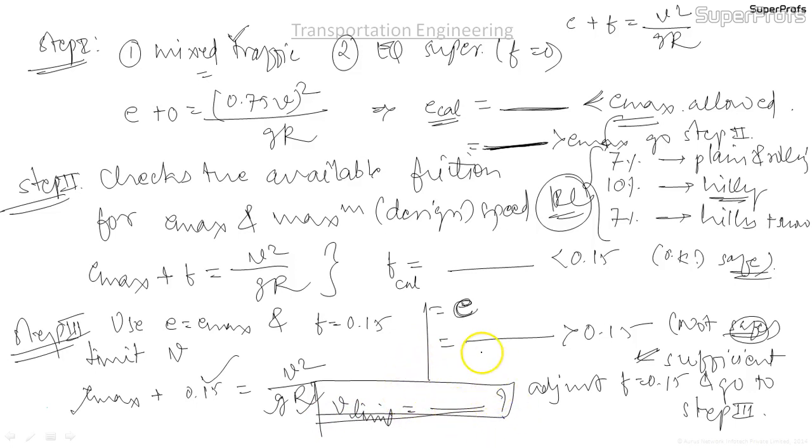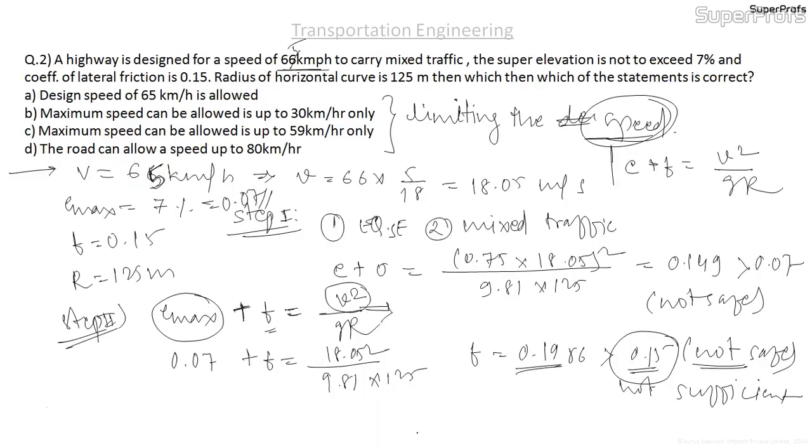Once you limit the velocity, you should put a mandatory signboard stating that the maximum speed allowed is 70 kilometers per hour or something like this. You should put up a board on the road. I hope that the design of super elevation is now very much clear to you. I have repeated it twice now.